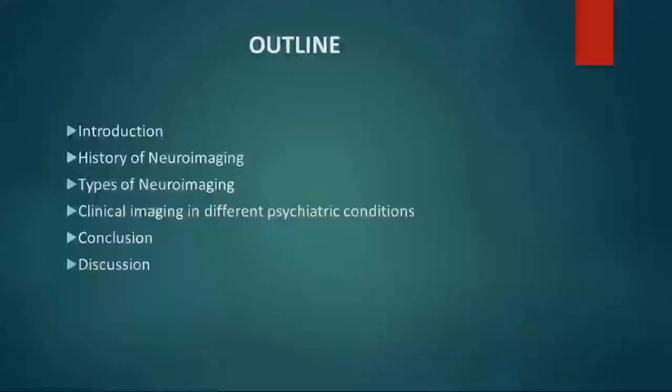And this will be the outline for our discussion today. We will talk about the introduction, which will give us a brief description of what neuroimaging is. We will also talk about the history of neuroimaging, the various types of neuroimaging, and the use of neuroimaging in different psychiatric conditions. Then we have a conclusion and discussion.